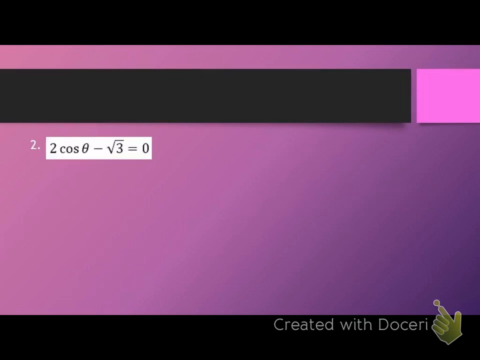Looks like this. So again, I can't figure out what theta is until I have cosine by itself. So I've got to add radical 3 to both sides, and then divide both sides by 2.